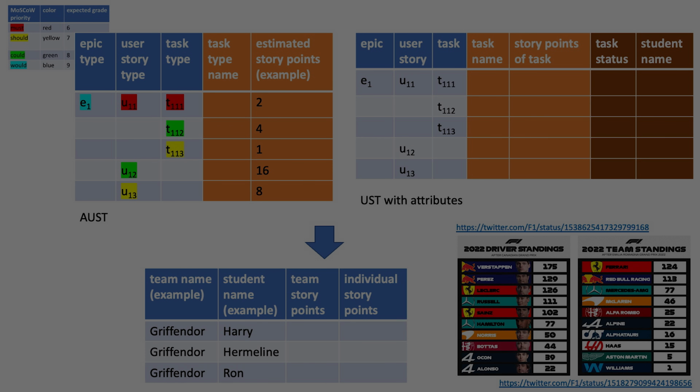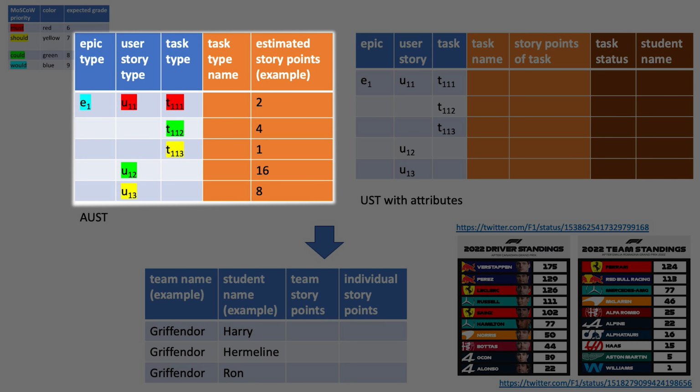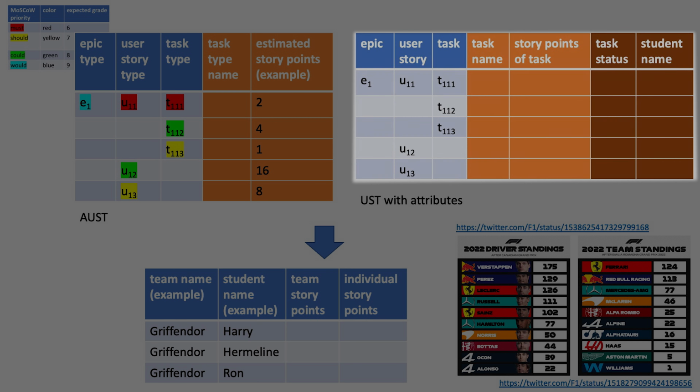Let's discuss the visualization and dashboarding of the collected story points. Here you see our integral approach of doing Agile Scrum in education. At the top left you see an abstract user story table, AUST, that is delivered by the teaching staff before the course starts. The colors in the table indicate the grade that the students can expect when they pick a certain task type. At the top right you see the user story table, UST, with attributes.